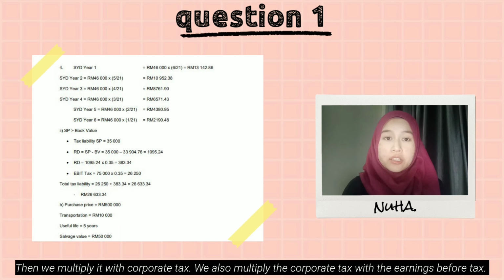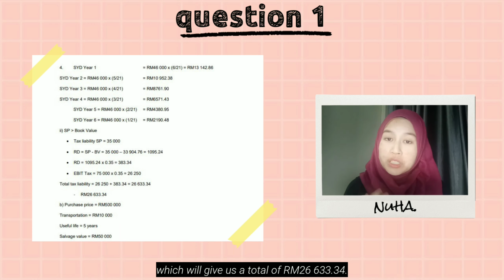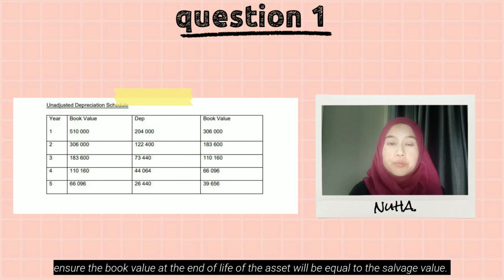We also multiply the corporate tax with the earnings before tax. Then we total up the value of recaptured depreciation and earnings before tax, which will give us a total of 26,633 ringgit and 34 cents. In part B, we have to prepare the depreciation schedule for this asset by making adjustment to ensure the book value at the end of the life of the asset will be equal to the salvage value.